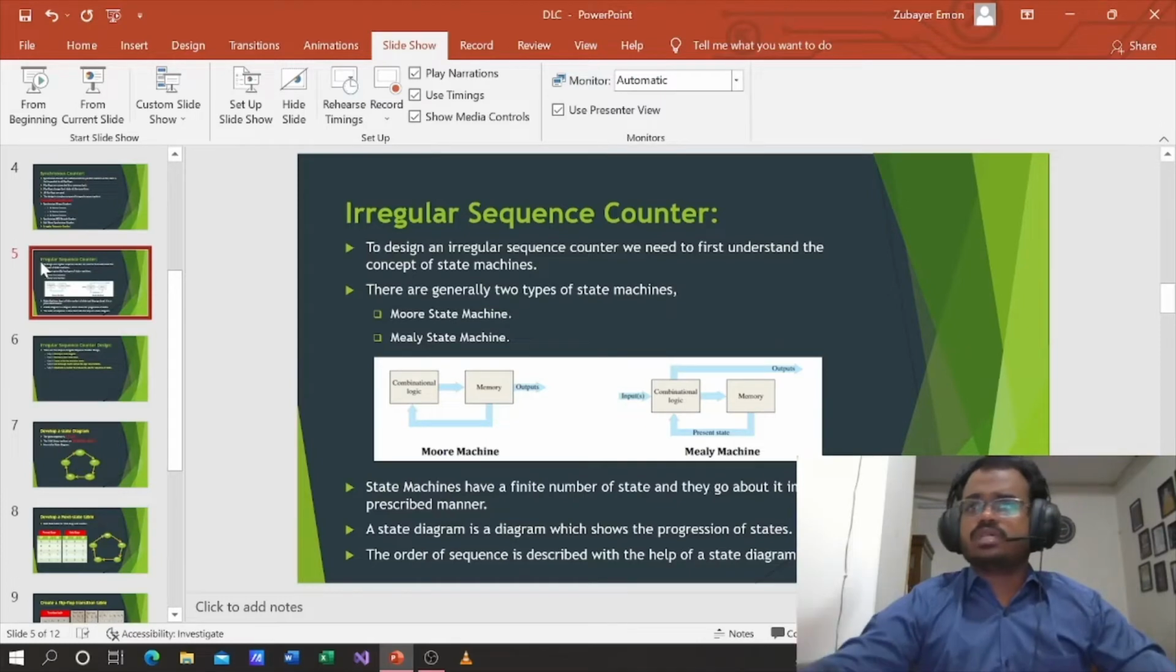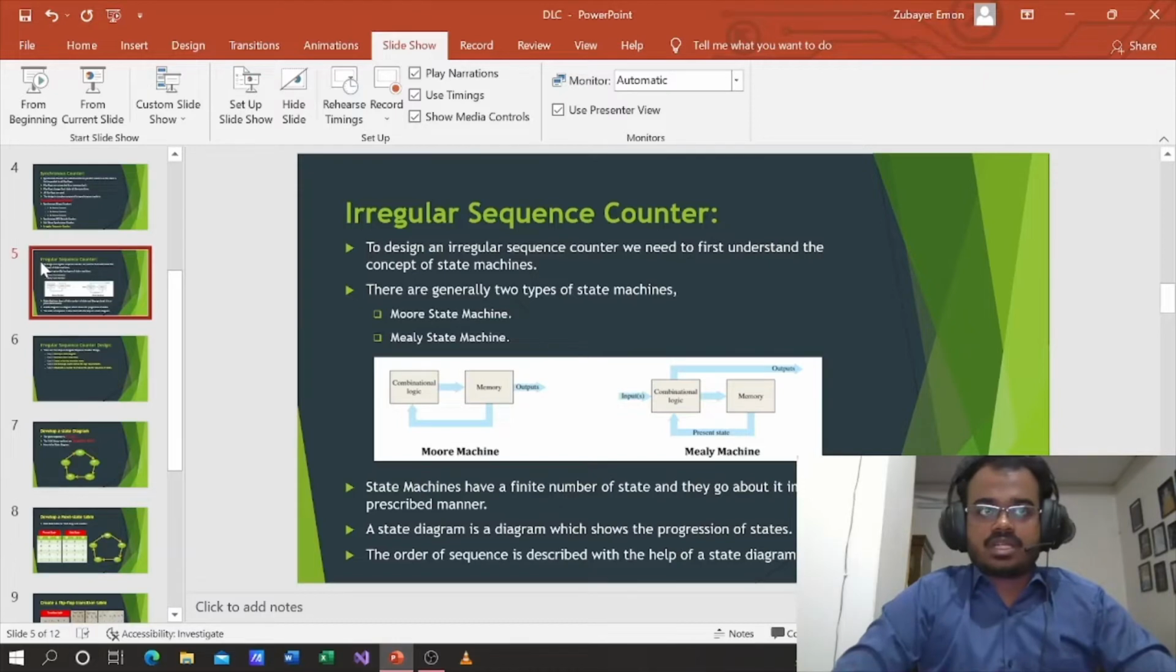To design an irregular sequence counter, we need to first understand the concept of the state machine. There are two types of state machine: the Moore state machine and the Mealy state machine. The Moore state machine is a finite state machine whose current output values are determined only by its current state. This is in contrast to the Mealy machine, whose output values are determined both by its current state and by the values of its input.